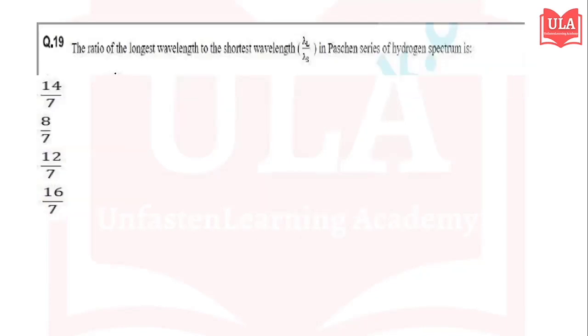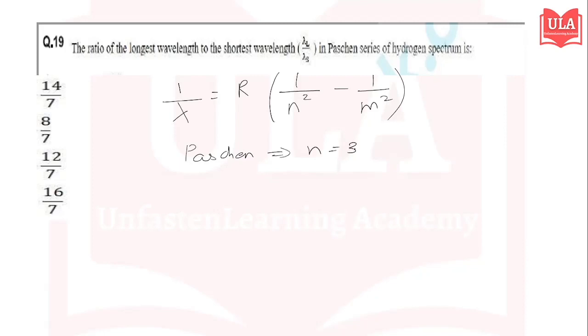Next question is, the ratio of the longest wavelength to the shortest wavelength, lambda L by lambda S, in Paschen series of hydrogen spectrum is. So first let's know the formula for lambda. 1 by lambda is equal to R into 1 by N square minus 1 by M square. So for Paschen series, N will be equal to 3.